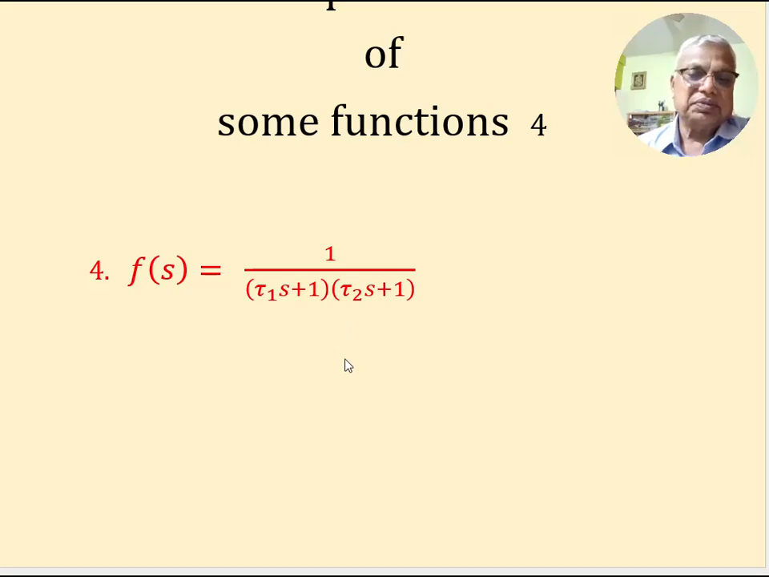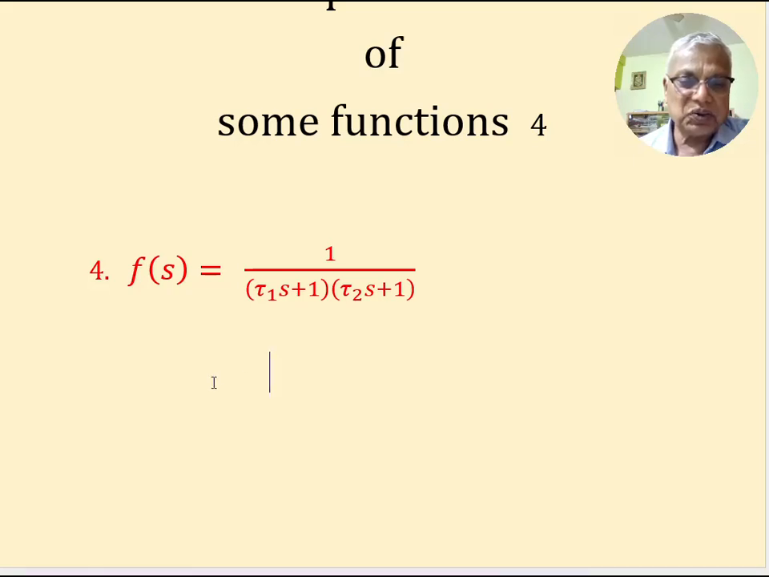by the method we'll use here, which is we'll split this by partial fraction and then find the inverse transform. So that will be the easier method. So let us split this into partial fraction.